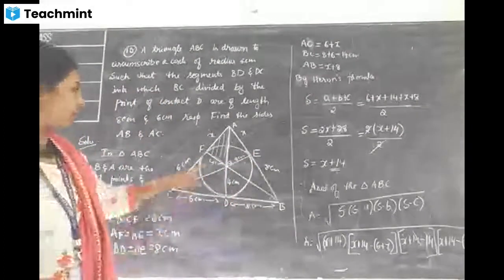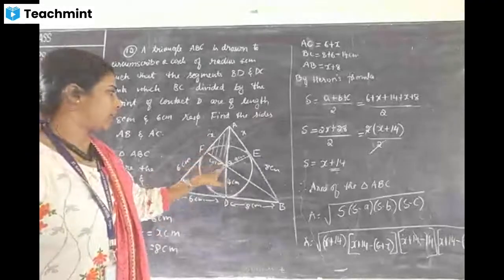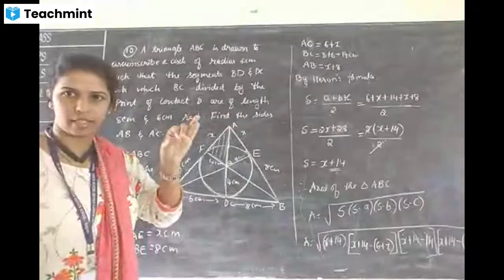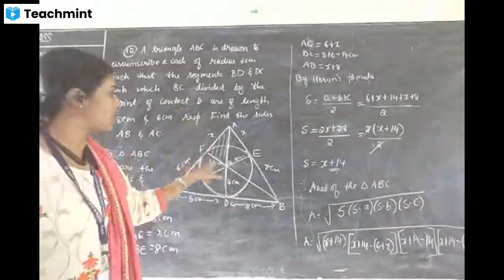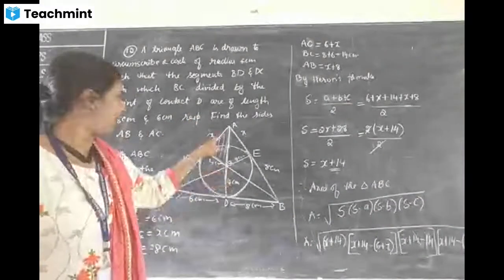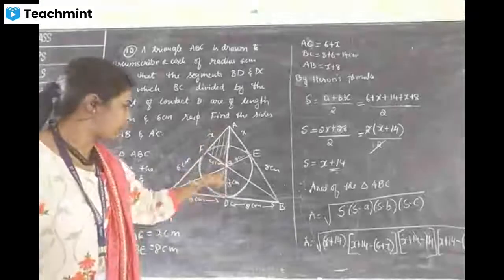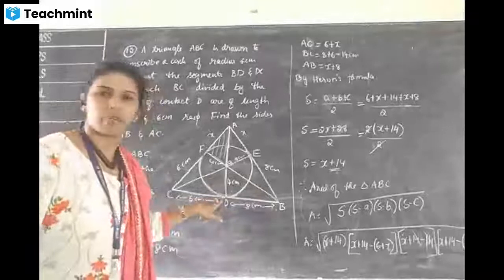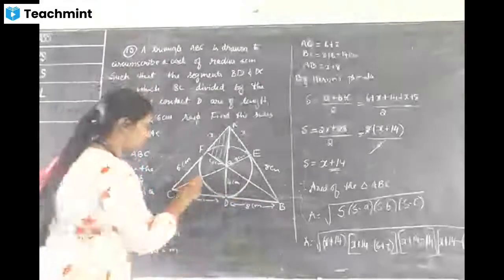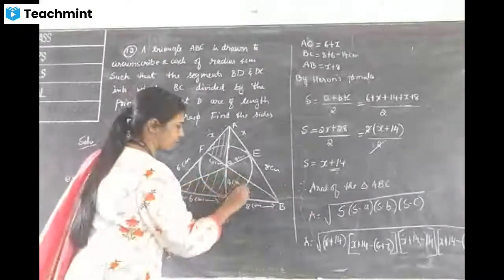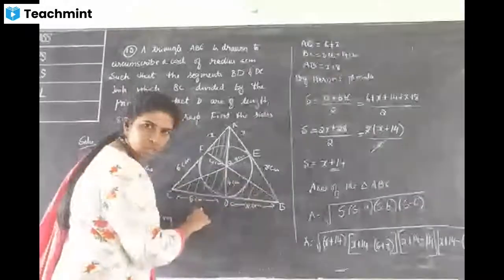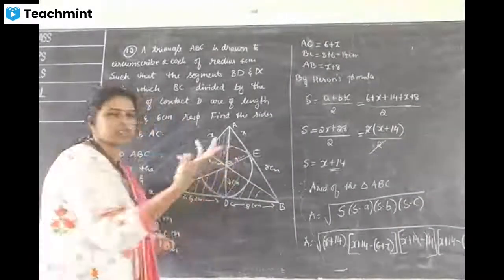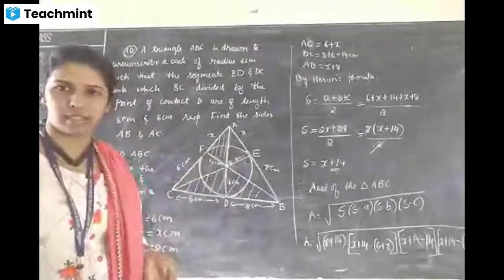For that reason, I am considering this one. Here I am getting one radius and the base. What is the area of the triangle formula? Half into base into height, correct? This radius becomes height here and this is the base. Here also this radius becomes height and this is the base. For that reason, I will take these three triangles, because the base is also known. Or you can take these three triangles. Everything is same, any triangles you can take.